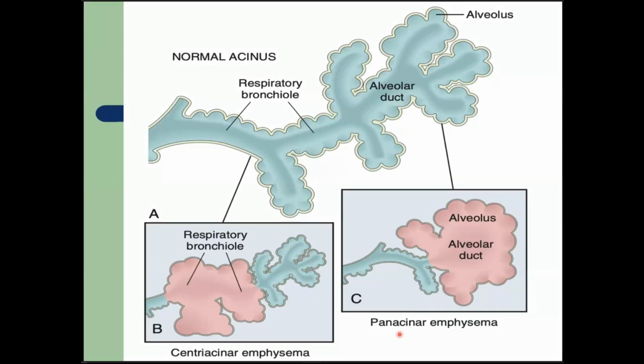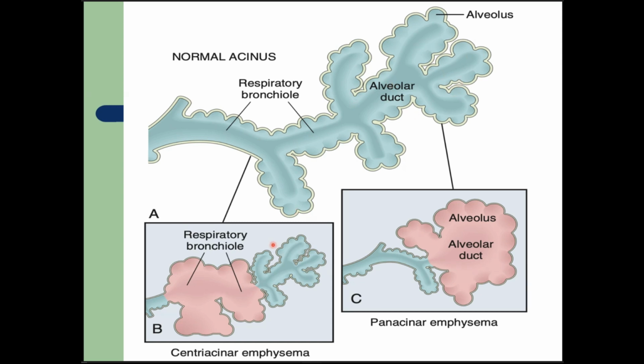Now coming to the next disease, quickly we'll go through this diagram to understand. You must have seen a better diagram by Dr. Ahmed in his lecture. But just to simplify, your textbook has shown only two types of emphysema. This is a normal acinus. In the beginning, there are respiratory bronchioles, alveolar ducts, and then alveoli.